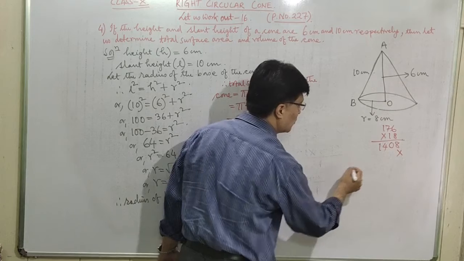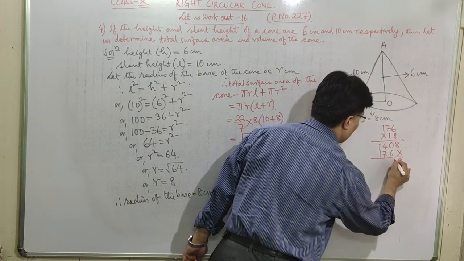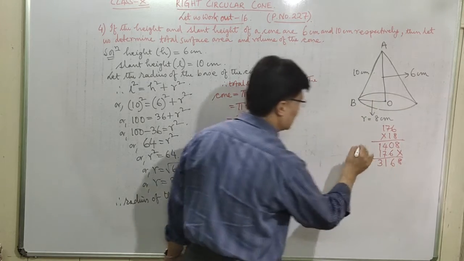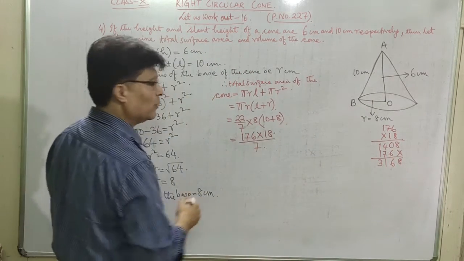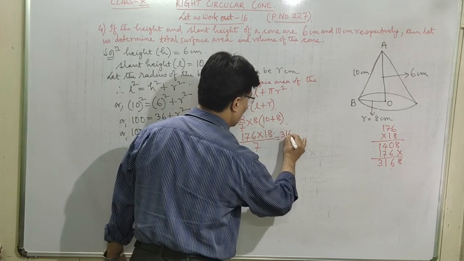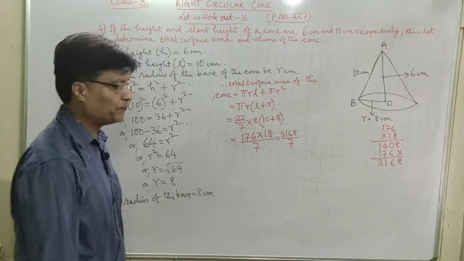So this is cross. 1 6 is 6, 1 7 is 7, 1 1 is 1. 8, 6, 7 plus 4 is 11, 1, 3, right? 8, 6, 3, 1, 6, 8. So this is equal to 3168 divided by 7.